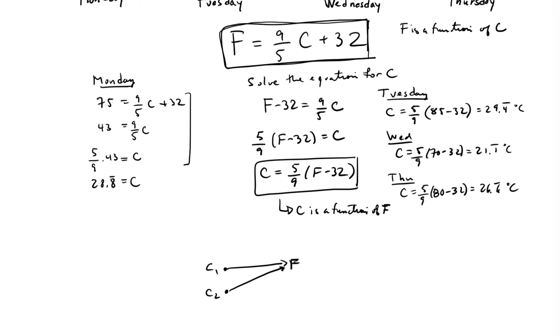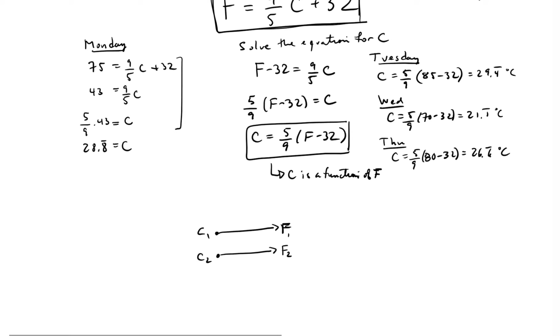We have one-to-one when every point in the input is connected to a unique point in the output, like this. So temperature 3 would be associated to F3, a temperature in Fahrenheit, and they're all different. This way you can create a new function by just reversing the direction of the arrows, creating a function where C is a function of F, which is what we have in our last equation, right?